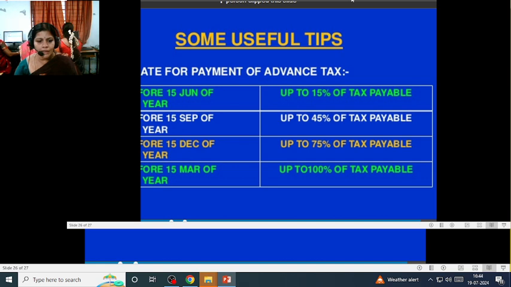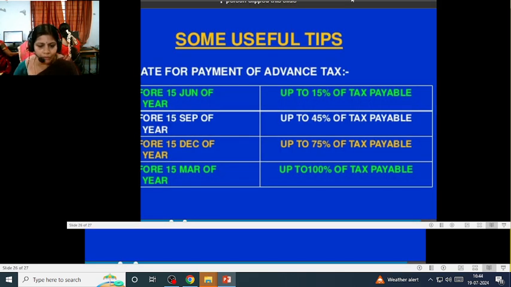So here are some important dates for advance tax. On or before 15th June of every year, up to 15% of tax payable. 15th September up to 45%, and 15th December up to 75% of tax payable, and 15th March of next year up to 100% of the tax payable. So that's all for the basic concepts of income tax.